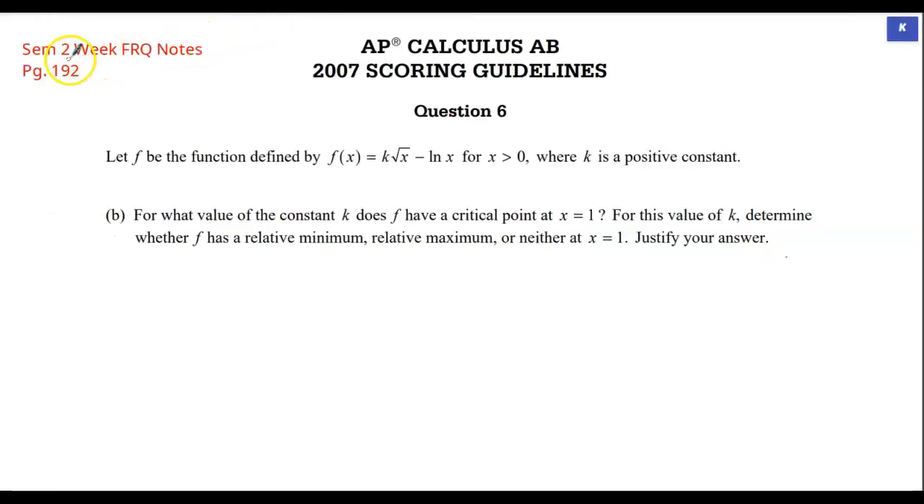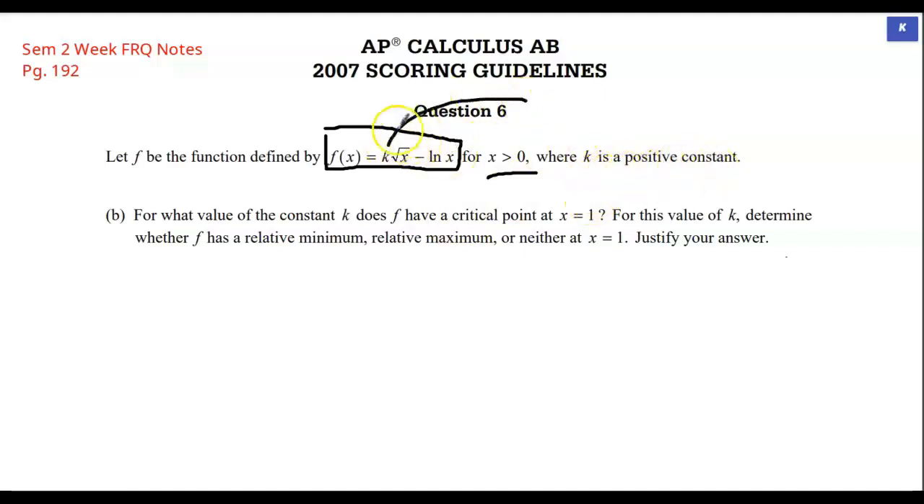Okay, so welcome to the next part. We're going to do page 192, which is the FRQ for the year 2007, question number 6, part B again. Let f be a function defined by this. Once again, x is greater than 0. That'll happen anytime you have an ln, by the way, because that's their domain restriction. That's where they're continuous. Also, where k is a positive constant.